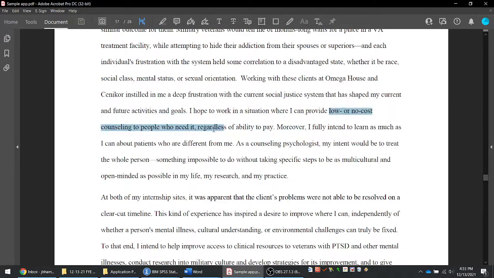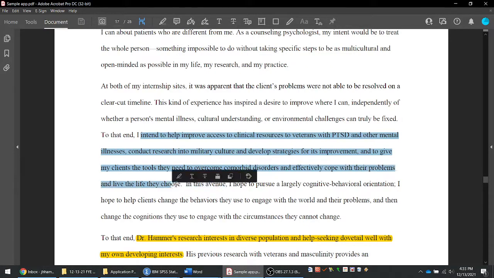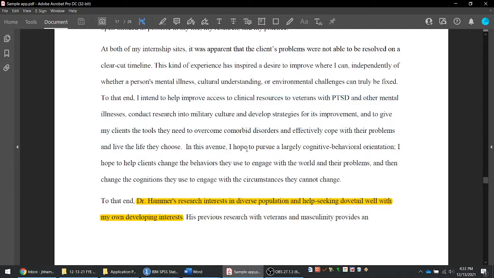I hope to work and provide lower cost housing, regardless of ability to pay. So connecting what they want to do to how they will help do their part to facilitate justice. The whole person, talking about values here. Multicultural, open-minded. It was apparent that the clients were not able to resolve their clear-cut timeline. I intend to help improve access to clinical resources. So this ties into my research. Conduct research in military culture and develop strategies for improvement, which can tie in and give my clients tools. So I mentioned some clinical and some research stuff, but it's congruent with what they would learn in the program and what they would learn from me in the research lab.